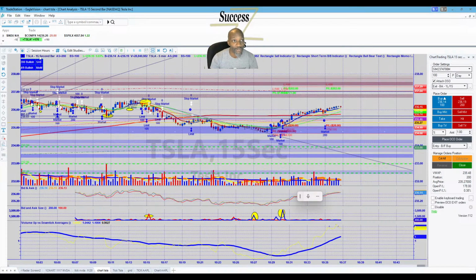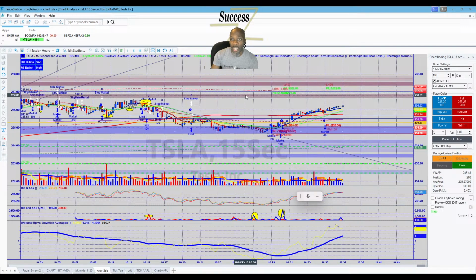If you look up here, you see the 15-second time frame. You see the 5-minute time frame as well. So these lines are created from the 5-minute time frame, the larger time frame, which lets you know that this is a larger time frame resistance level. And it bounced on this larger time frame resistance level.